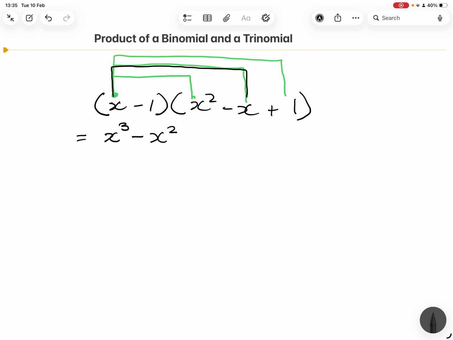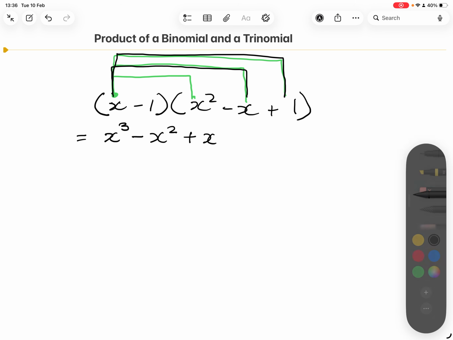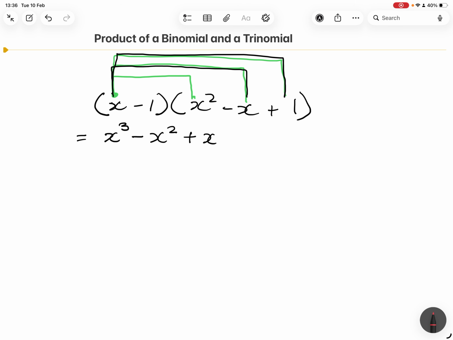And then the third one, the first term with the third term of the trinomial. So that's x multiplied by 1, and that will give us x, positive x. But now what do we need to do? We now need to look at the second term of our binomial multiplied with all the other terms of the trinomial, right? So we're going to do that now. So the second term with the first term of our trinomial. So that's negative 1 times x squared. That will give us negative x squared, right?